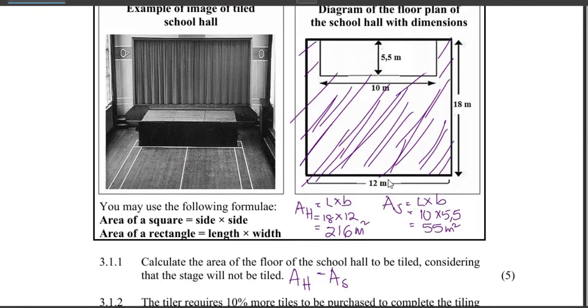But this is not the end. We are looking for the area to be tiled. As I told you, we need to subtract. So what are we going to do? We shall say 216 minus 55. And the answer becomes 161 meters squared. So that's the area to be tiled.